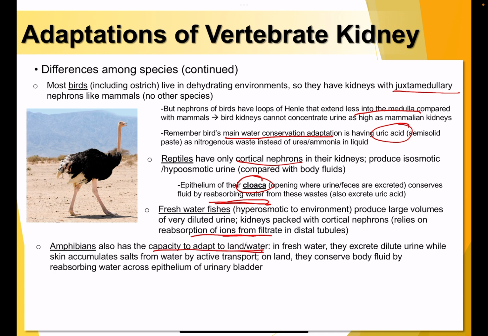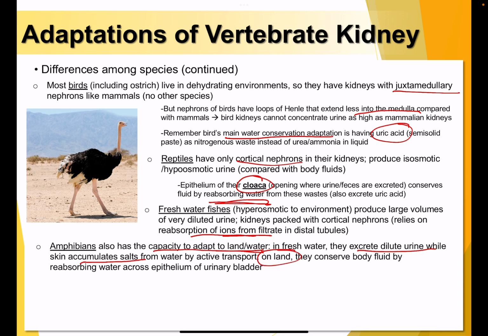So in freshwater, they tend to excrete dilute urine, while skin accumulates salt from the water by active transport. So within water, that's what they do. Just like a freshwater fish, they would excrete a lot of dilute urine, and then they can retain the salt through their skin.